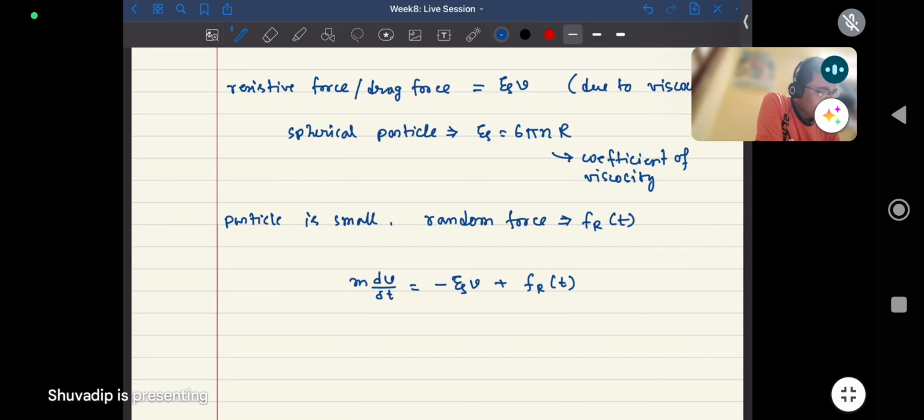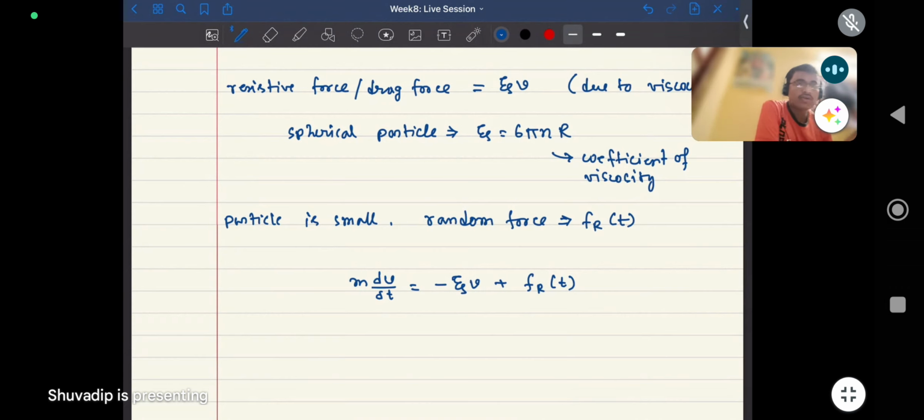And FRT is a random force. There is a special scenario where we can model this random force by using some assumption, but this is really a random force, and the particle is getting thermal kicks from every direction, so every direction is equally likely. So FRT is a completely random force. And now this xi into v, so this force has two parts. One is resistive and one is random force.